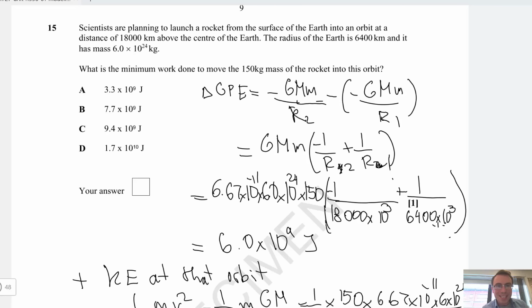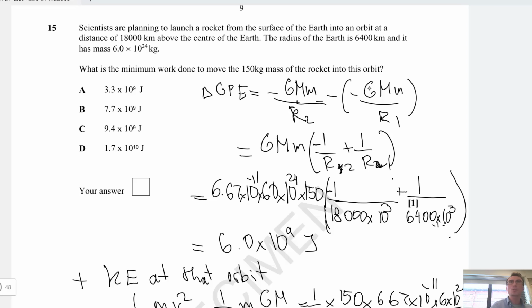Okay, question 15 is pretty difficult. We have scientists applying to launch a rocket from the surface of the Earth into an orbit at a distance of 18,000 kilometers above the center of the Earth. The radius of the Earth is 6,400 kilometers, and it has a mass of 6.0 times 10 to the power 24 kg. What is the minimum work done to move the 150 kilogram mass of the rocket into the orbit?